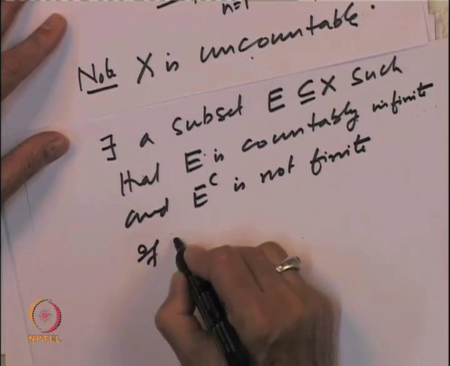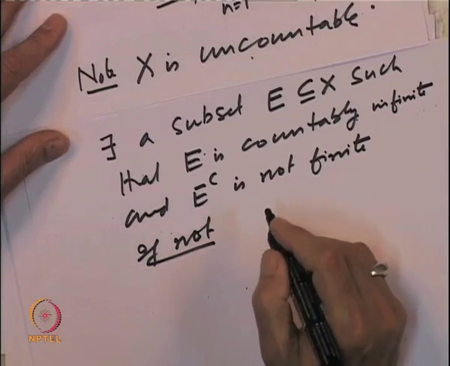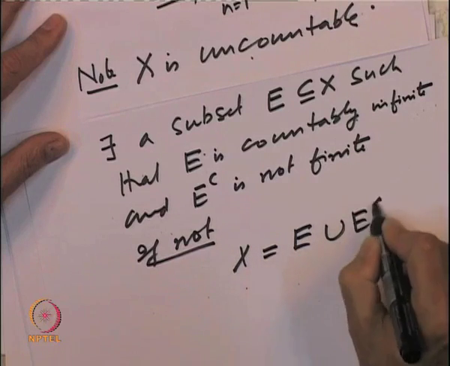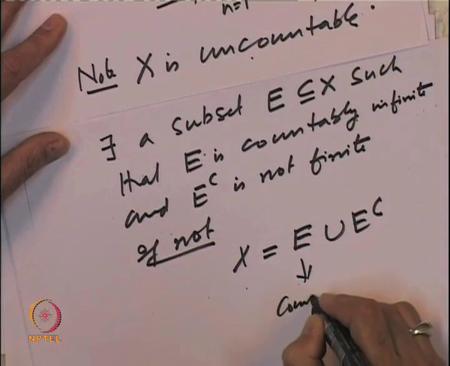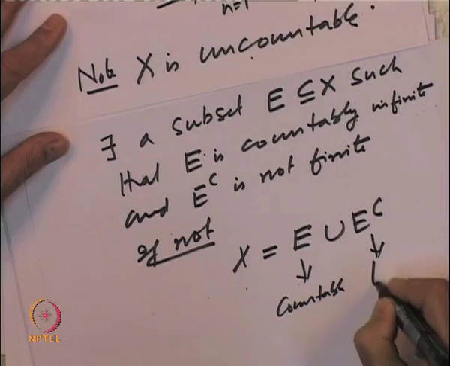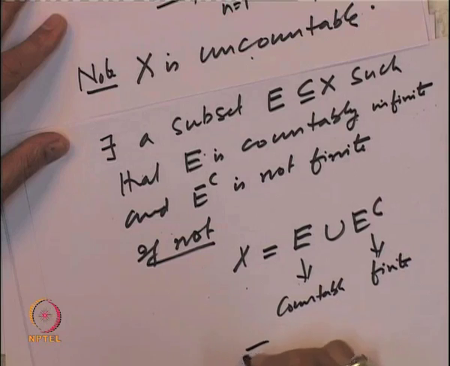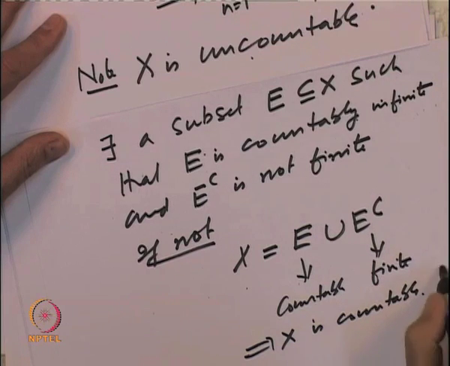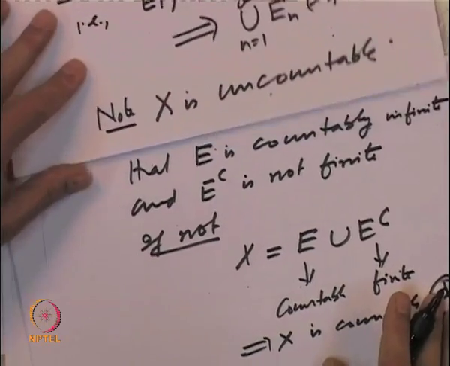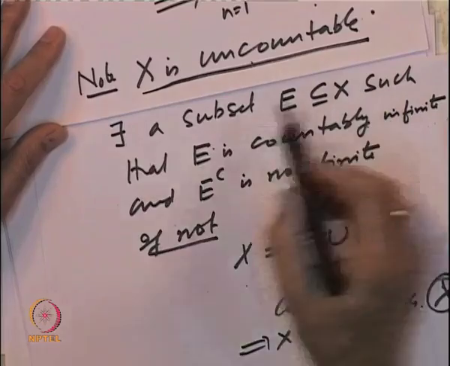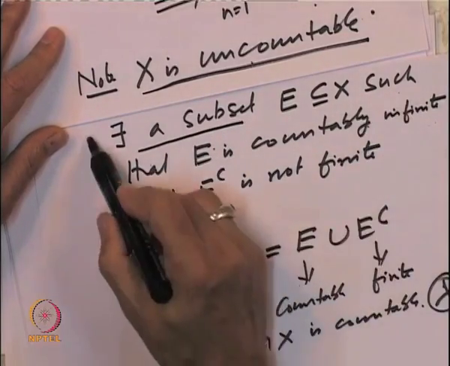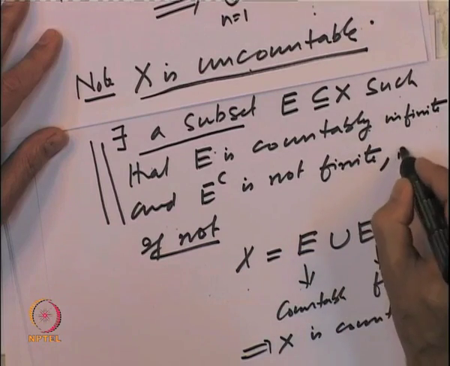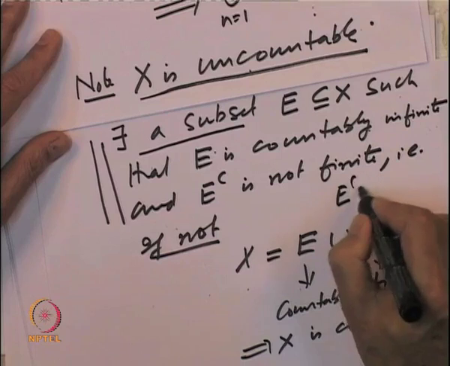because if this is not true, then what will happen? We will have X equal to E union E complement. This is countable and this is finite. So, that will imply X is countable, which is not true, which is a contradiction. So, whenever you have a set X which is uncountable, there always exists a subset E such that E is infinite and its complement is not finite, that is, E complement is infinite.